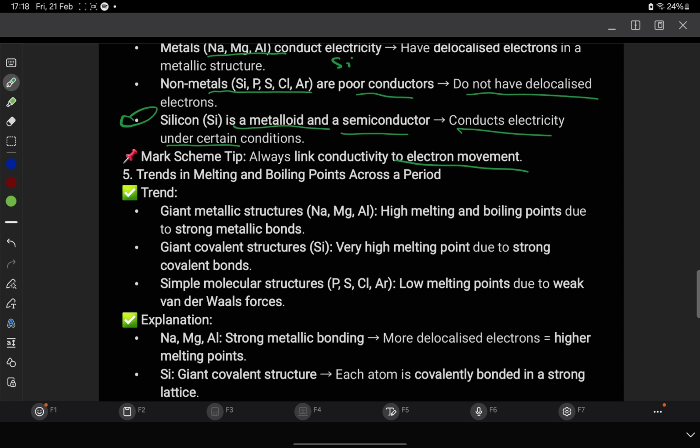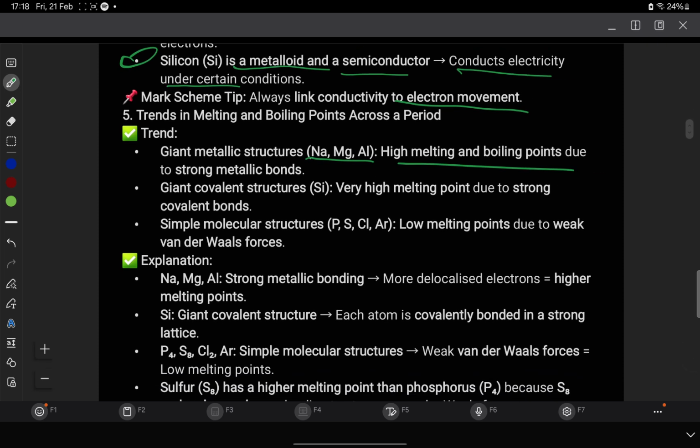Then we're going to talk about the melting and boiling points. Who's the hottest? Now let's talk about which elements melt and boil at the highest temperatures and why. The trend isn't smooth. It actually has some weird peaks and dips. So let's start from the metals. From sodium to aluminum, they have high melting and boiling points due to strong metallic bonds. Aluminum has the highest, so aluminum is going to melt very late.